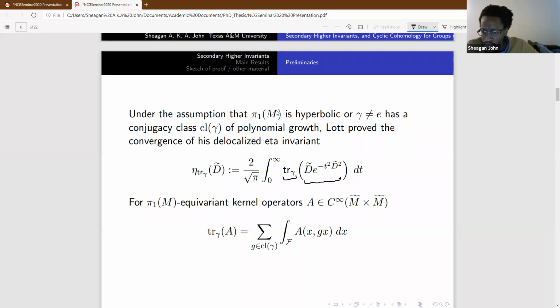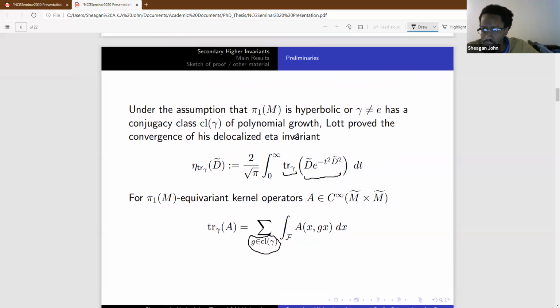And so I'll just quickly say that we can give the concrete definition of how our trace acts if we have kernel operators, as follows. So we're taking our summation over the entire conjugacy class, and it's really because of this that we care about, for example, the growth conditions on our conjugacy class.